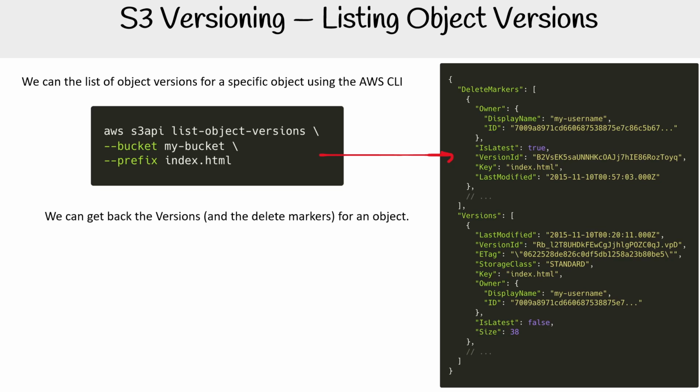But you'll also notice here that it's going to also return back the delete markers. We'll talk about what delete markers are in another video, but I just want to point out that that's where they come from: this list object versions. But in here, we can get all the versions we have. And in particular, we can grab the version IDs so we can request the specific object version that we want, okay?